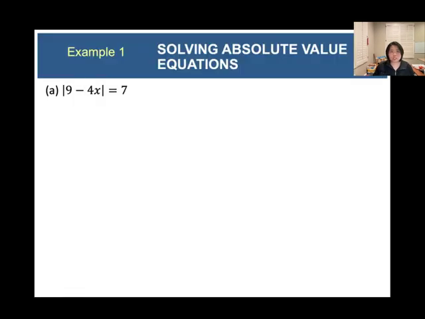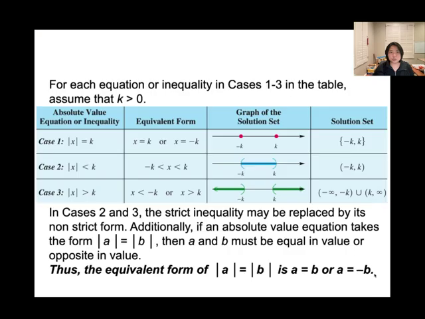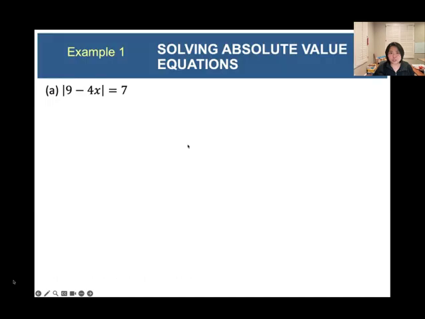Okay, let's try example 1. I have an absolute value of 9 minus 4x equals 7. So go back to this table. That will be case 1, right? Absolute value of x equal to k. That will be equivalent to x equal to k or x equal to negative k. So do the same thing. 9 minus 4x will be equal to positive 7 or negative 7.